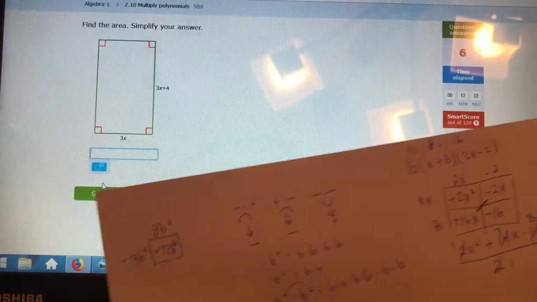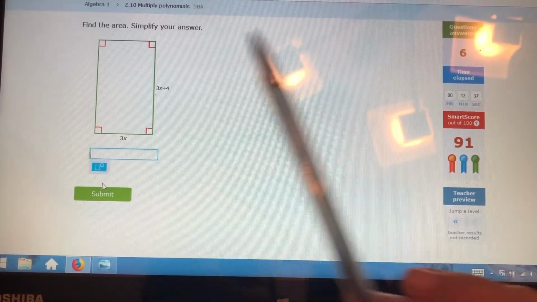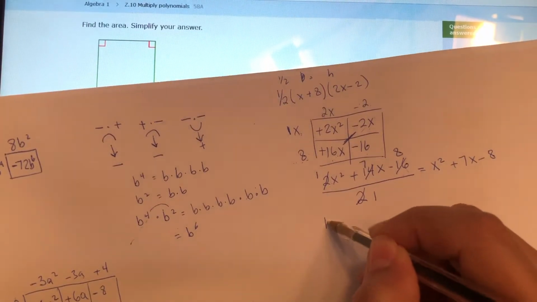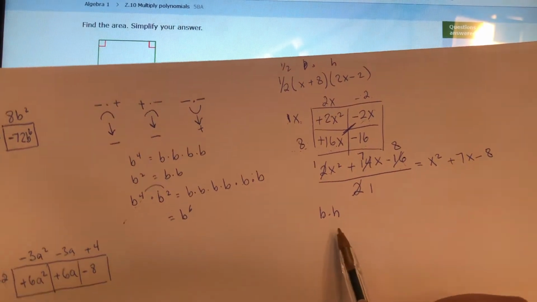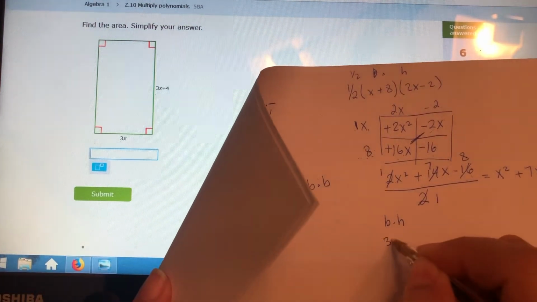Perfect. All right. So you always start off with what's the formula? The formula of a rectangle is base times height. So base times height. So I need to find out what the base is. So the base is 3x. The height is 3x plus 4.